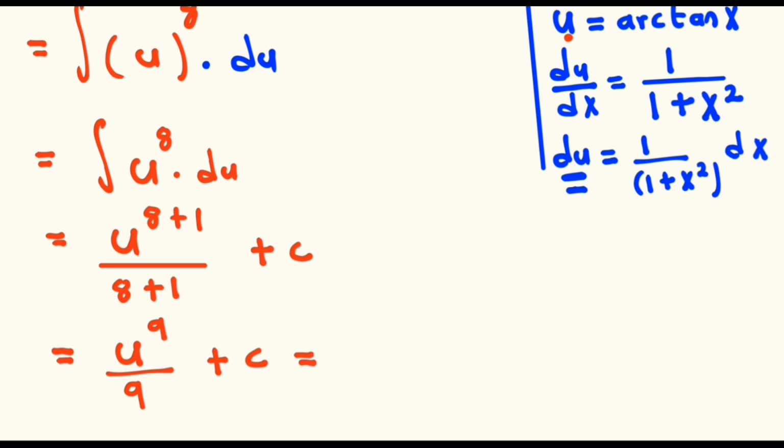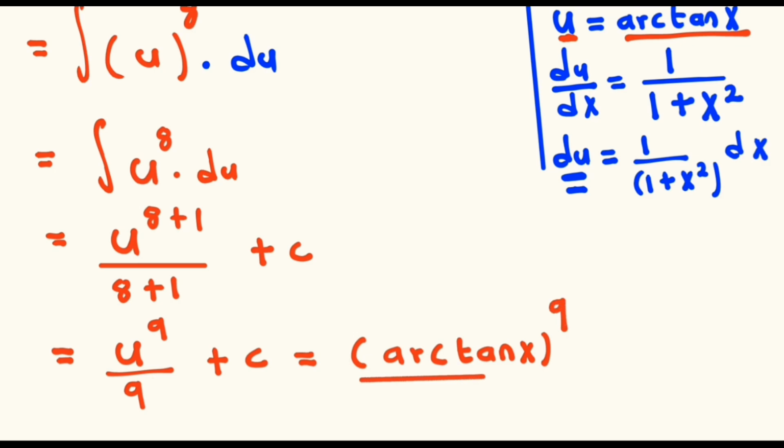We substitute back the arctan of x in the place of the u. So where there is u, we substitute back the arctan of x. And since the u is raised to the power 9, so even the arctan of x will be raised to the power 9. And we divide this whole thing by the 9 plus our constant c. And this will be our answer for the third question.